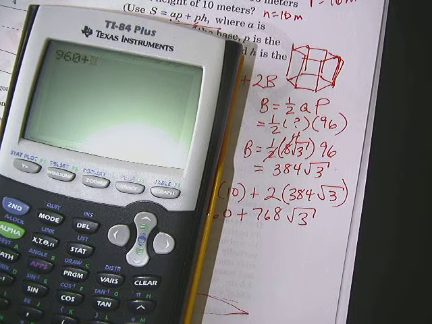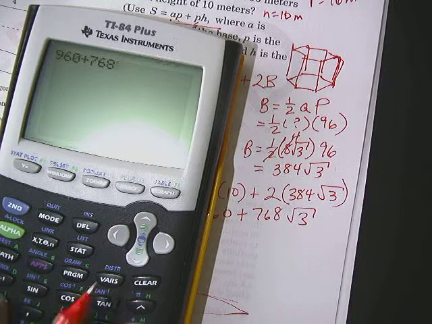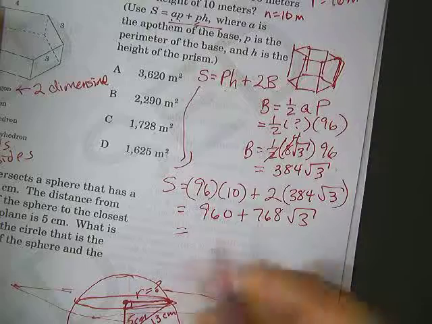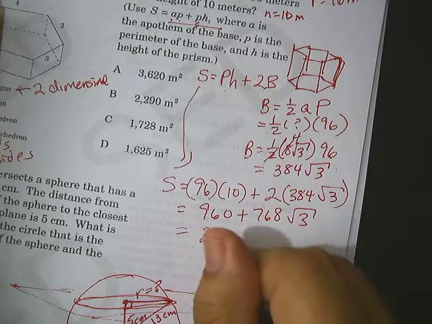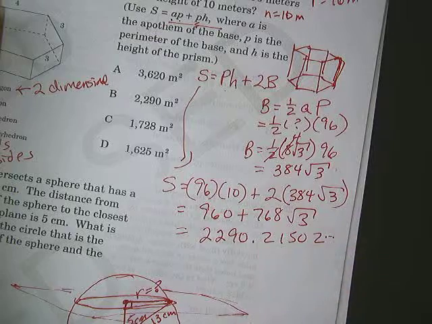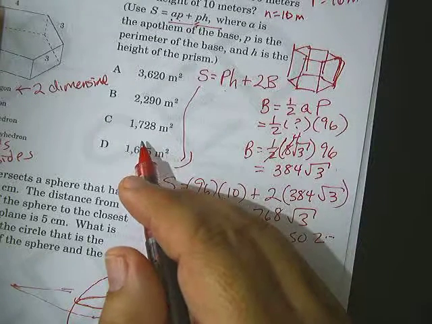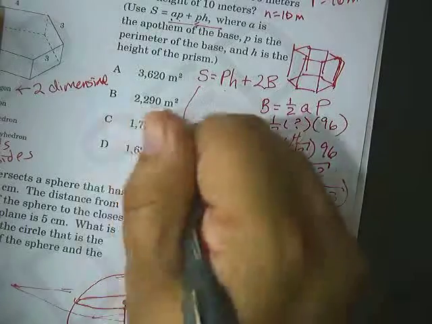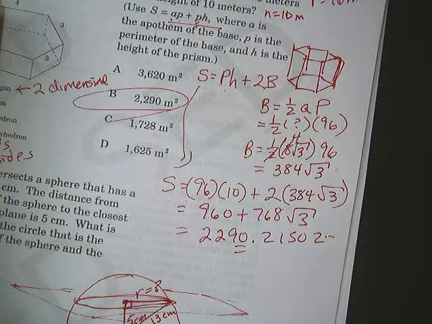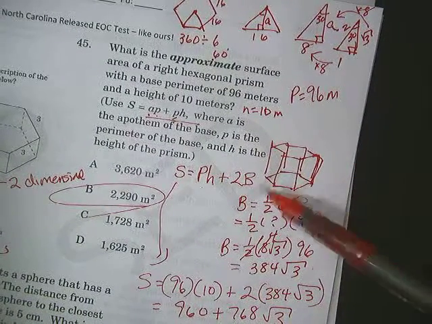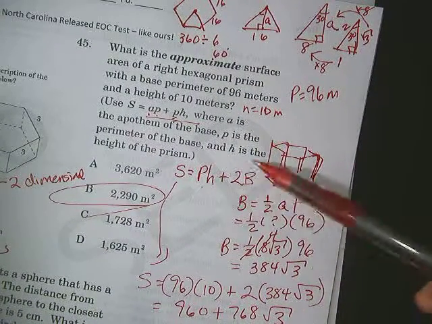So I'm going to use the calculator and enter it like so. 960 plus 768 square root of 3, enter, 2290.215. And you can keep going out and out. You can see that they only did it to the nearest square meter. So my answer is 2290. Answer is B.